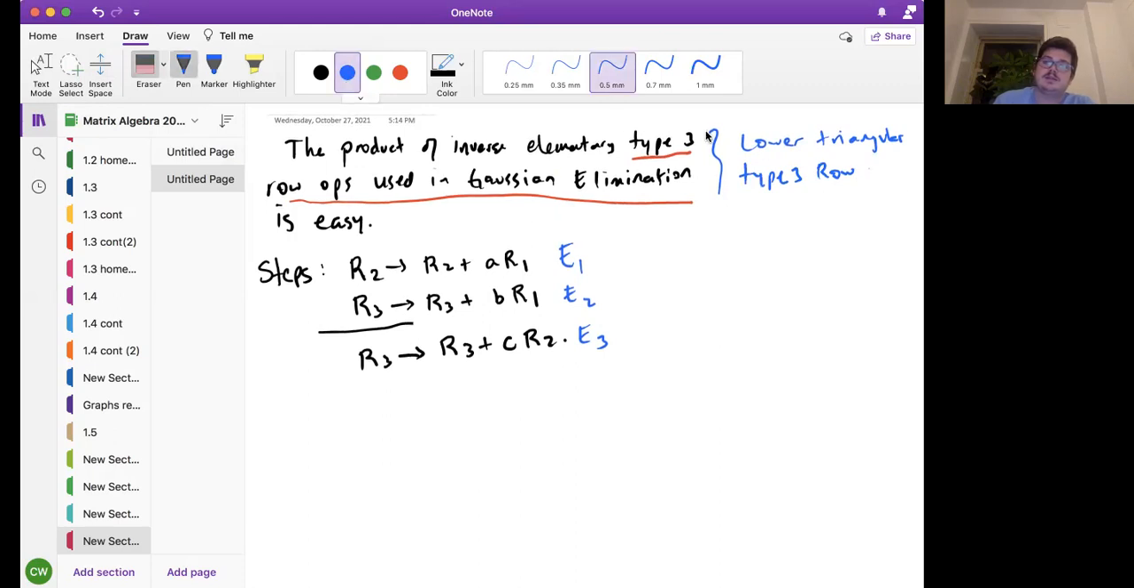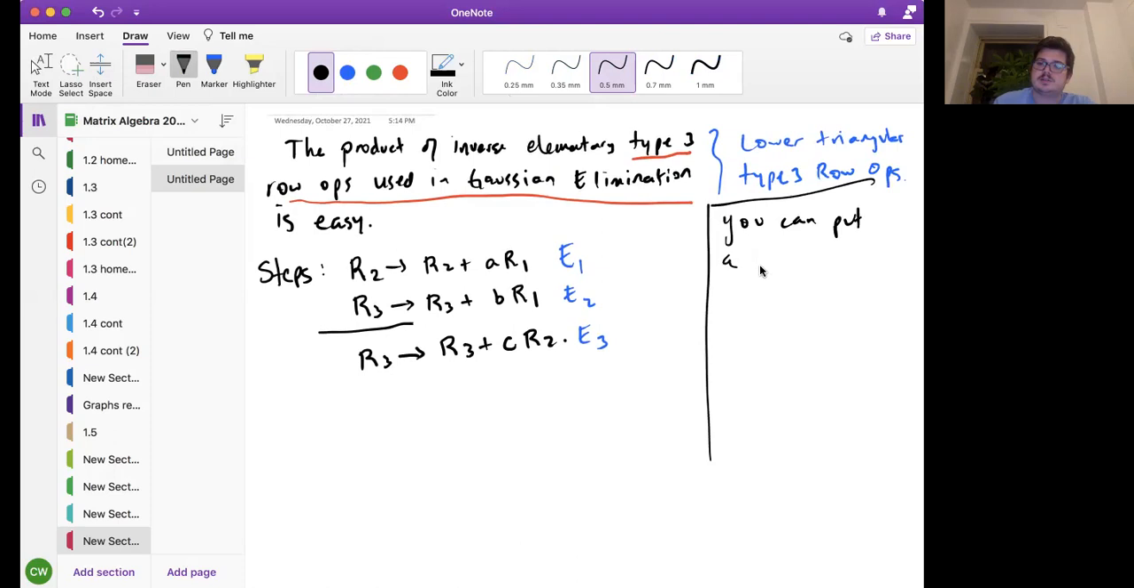And something to notice is that you can put a matrix into a triangular form. So, i.e. reduced row echelon, not reduced.